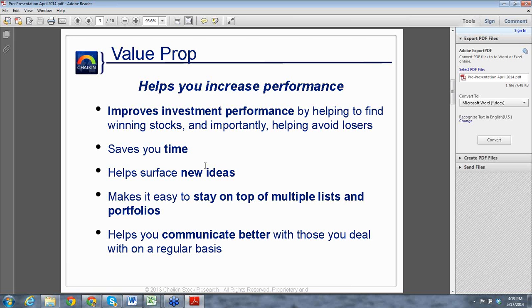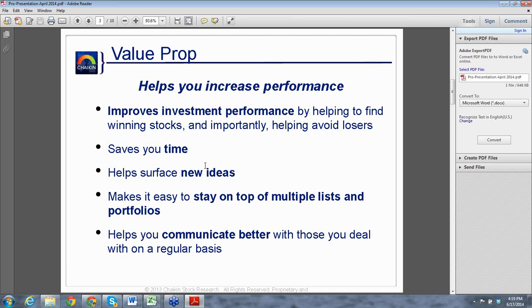Importantly, we help you surface new ideas. A number of methodologies, again, both from a bottom-up perspective and top-down, to help you go through substantive lists, surfacing those ideas that might be the best ones in your list, or just looking at individual stocks that we recommend through some lists that we curate. We make it easy for you to stay on top of multiple lists and portfolios.